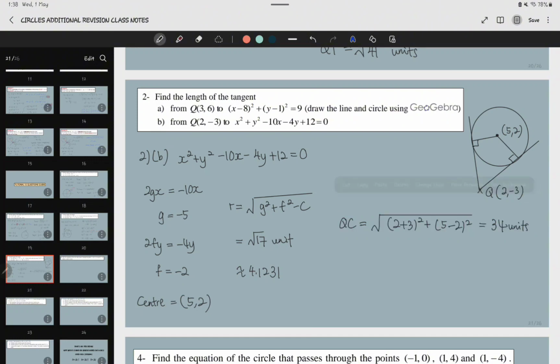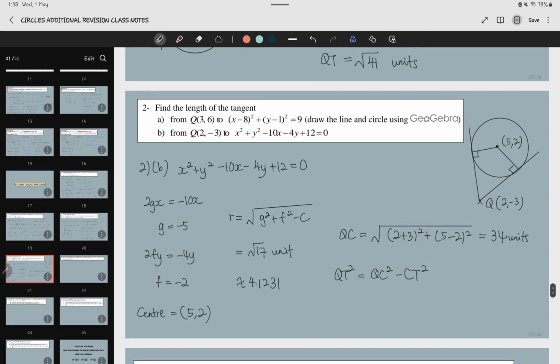Now we want the QT value. So QT squared is equal to QC squared minus CT squared. This one is the Pythagoras theorem. So QT would be square root of 34 minus 17. In the end you will get root 17 units. This is your answer. QT means from point Q to exactly the point where the tangent touches the circle. That is the length of the tangent that we are trying to find. Okay, so that's for question 2.